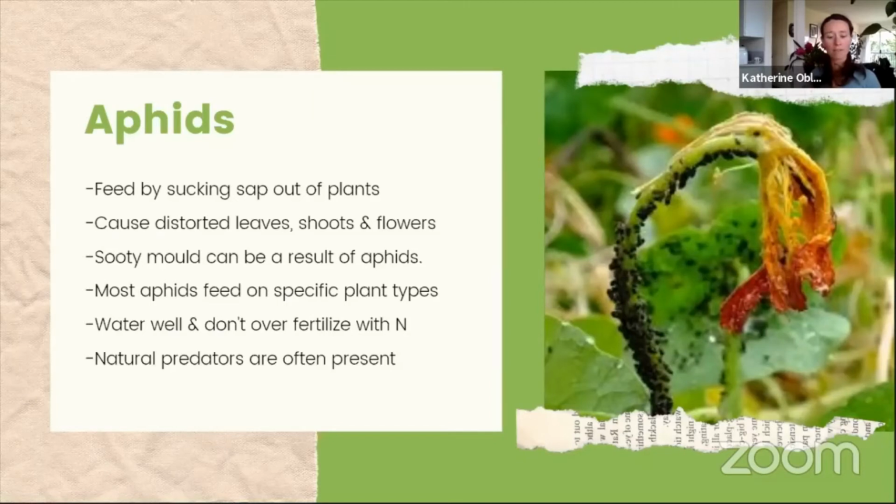And most aphids feed on specific plants or plant groups, so you don't have to worry that if your nasturtium has aphids, those aphids will transfer to your rose, because likely they won't. They are more specialized feeders than that.